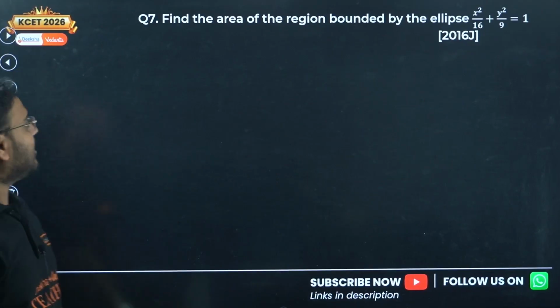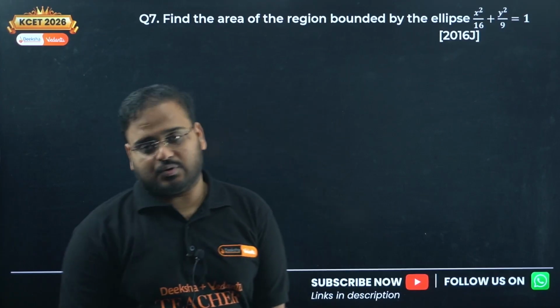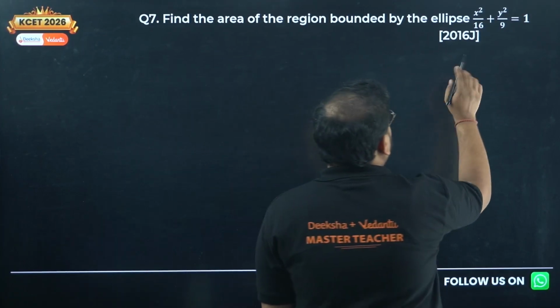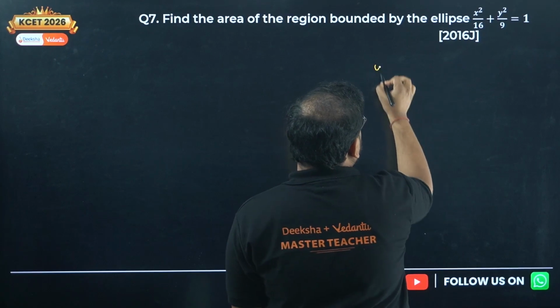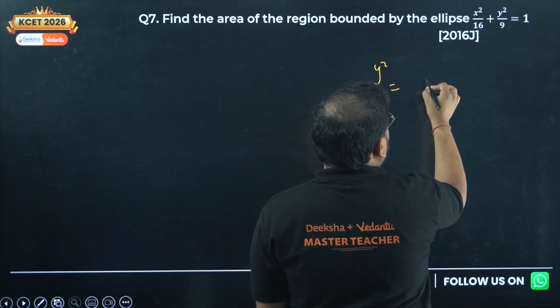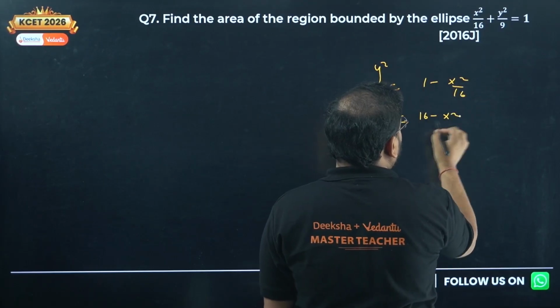Next, find the area of region bounded by the ellipse. Now in this case they have given the values over here, so we'll again solve this question, no problem. Alright sir, so let's simplify this. Y square by 9 equals 1 minus x square by 16. We'll get the same result, 16 minus x square by 16.